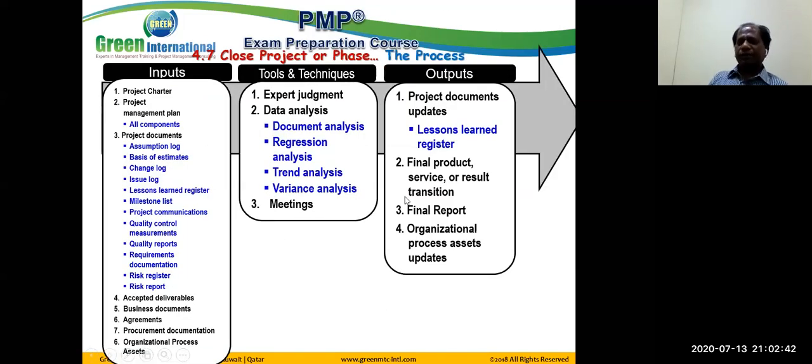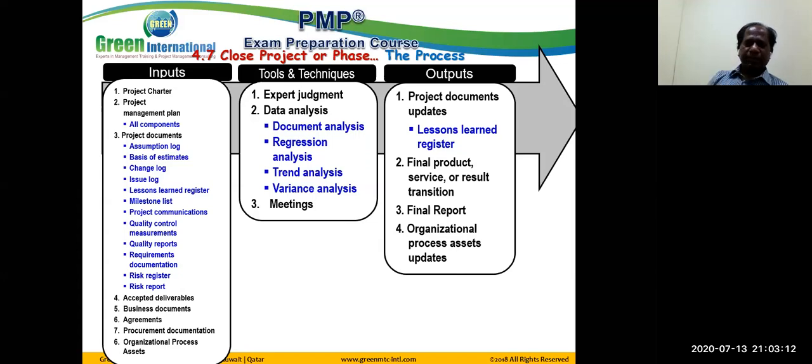Let's look at the process. So when I want to perform the closure, what do I need? Project charter. I will take from the first document, the project charter, where we have defined the objectives. We defined the key deliverables, so we can utilize that also.